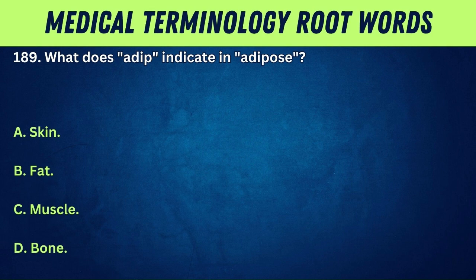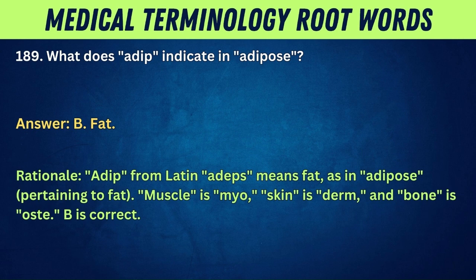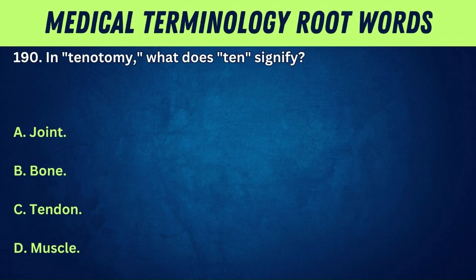189. What does adip indicate in adipose? A. Skin. B. Fat. C. Muscle. D. Bone. Answer: B. Fat. Rationale: adip from Latin adeps means fat, as in adipose, pertaining to fat. Muscle is myo, skin is derm, and bone is ost. B is correct.